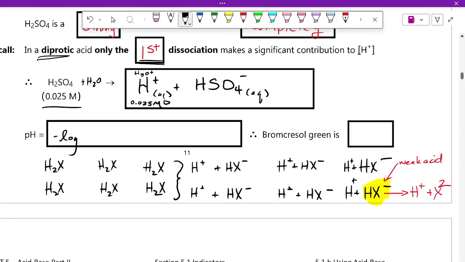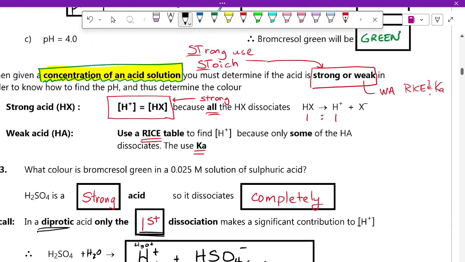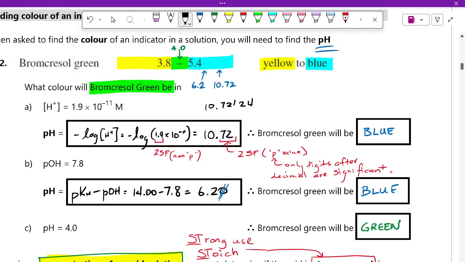So we have the negative log of 0.025, which is equal to 1.60. And therefore, bromcresol green is yellow.